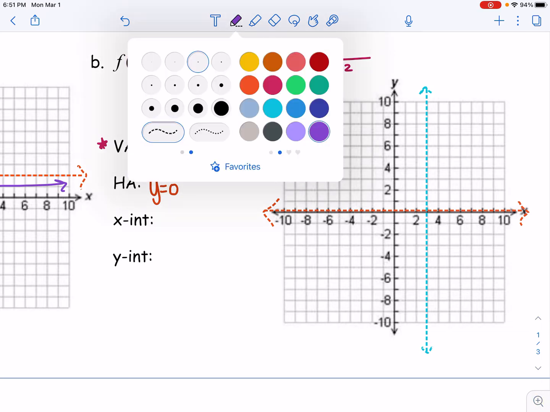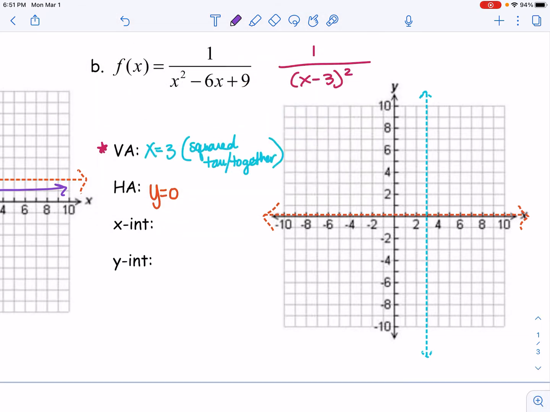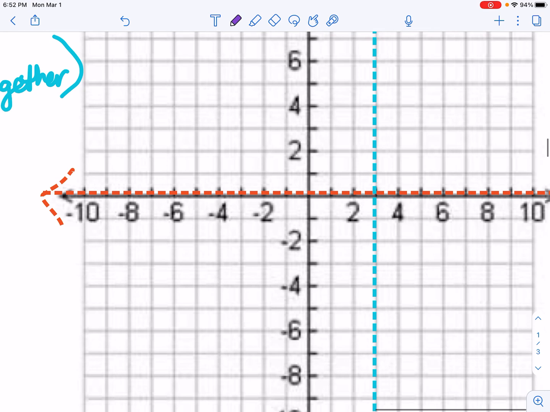X-intercepts and Y-intercepts. X-intercepts, set your numerator equal to 0. Well, that's not possible here. So there are no X-intercepts. Y-intercept, you plug in 0 for X. Excuse me. So that means plugging in 0 here and 0 here, I get 1 over 9. So if I had to plot that, I would be right above that horizontal asymptote.